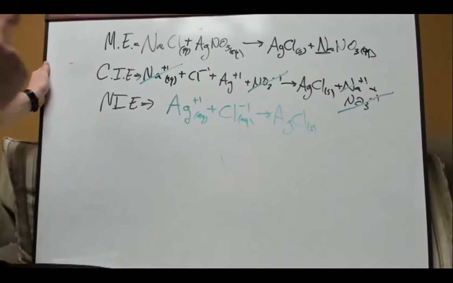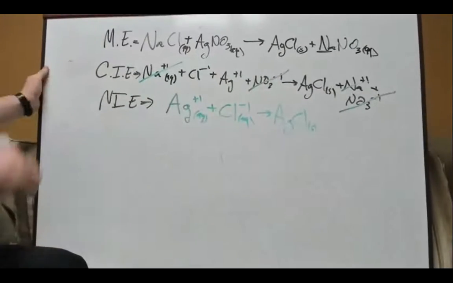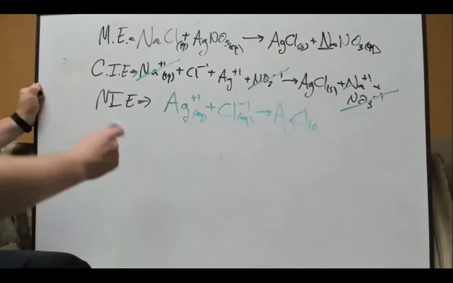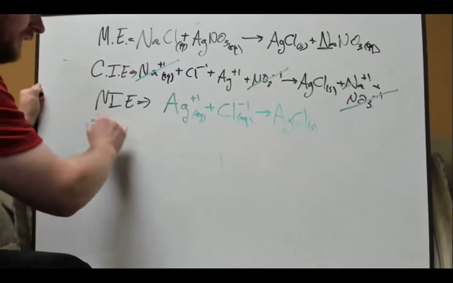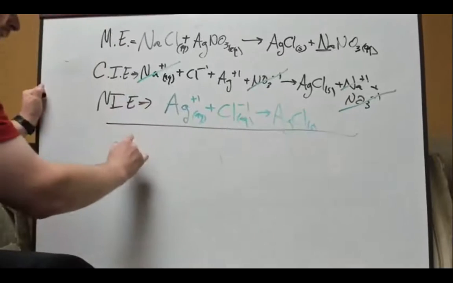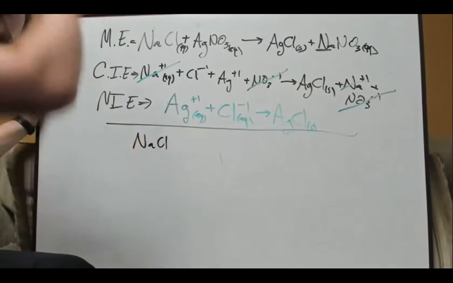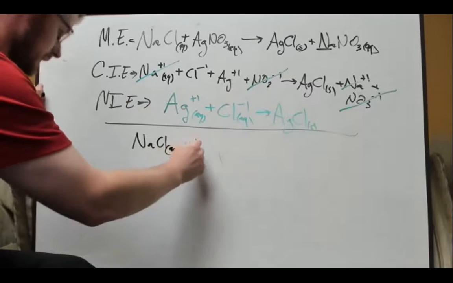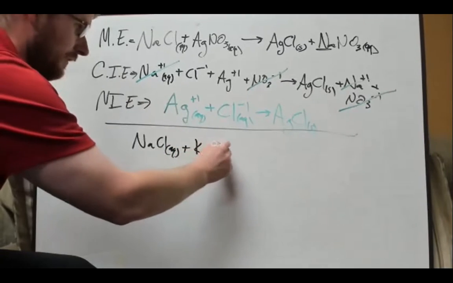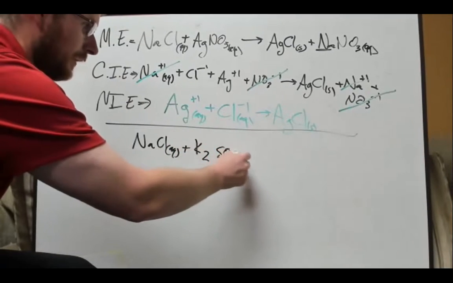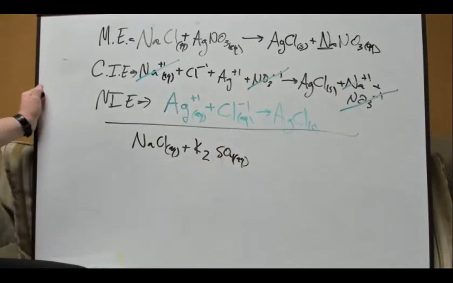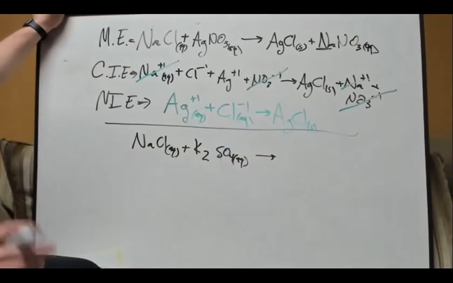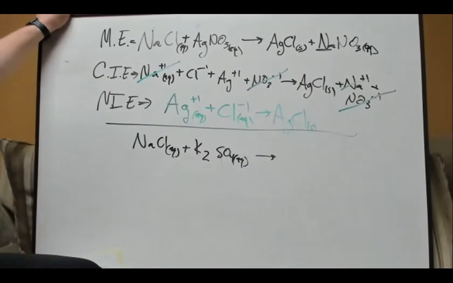And just depending on what I ask for will determine which one you would give me. Now let's look at another equation. So we have sodium chloride aqueous plus potassium sulfate aqueous. Okay, so now using what we know, what are going to be the products of this reaction?